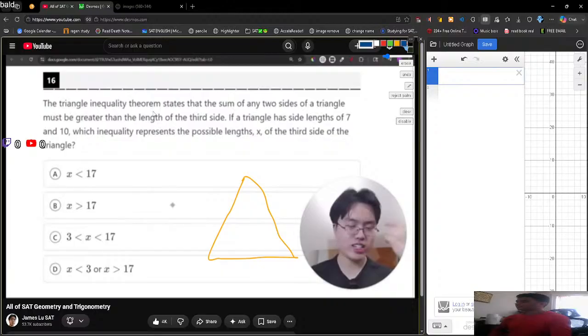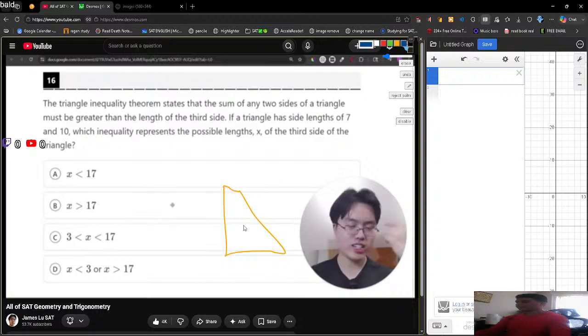The triangle inequality theorem states that the sum of any two sides of a triangle must be greater than the length of the third side. Oh yeah, so like if this is 3 and this is 4, this has to be 5 because 3 plus 4 has to be greater than... Oh wait, it's only with right triangles, right? Yeah, it's with right triangles.